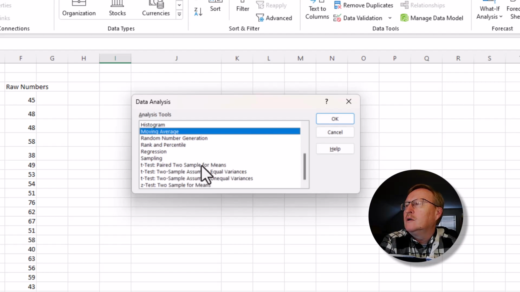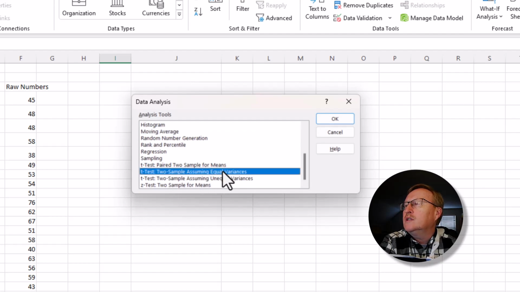However, we don't see anyone that says a 1 sample t. So what we have to do is we need to trick Excel into knowing that we're doing a 1 sample t, but we're going to tell Excel we're using this 2 sample t assuming equal variances. That's what we're going to use in this example here.